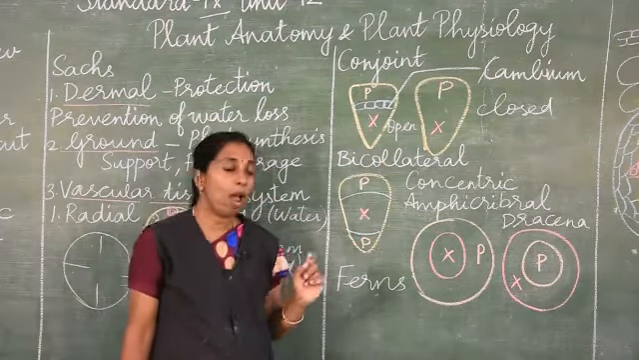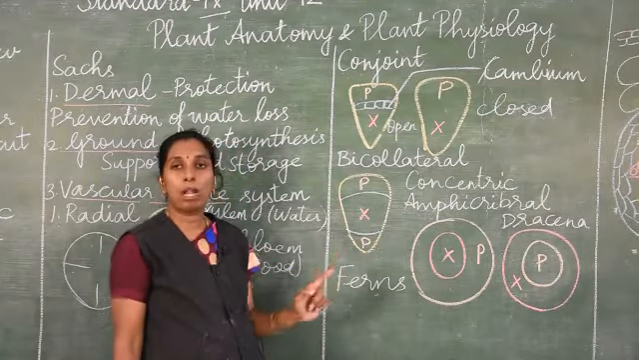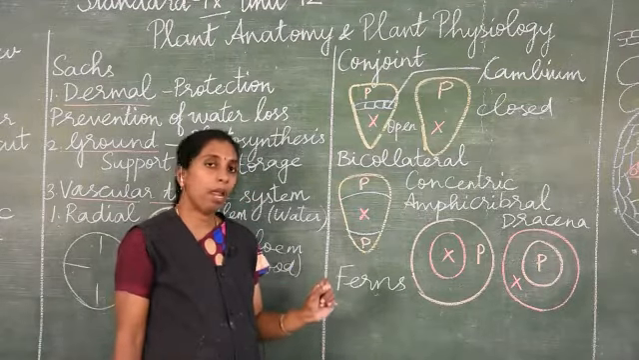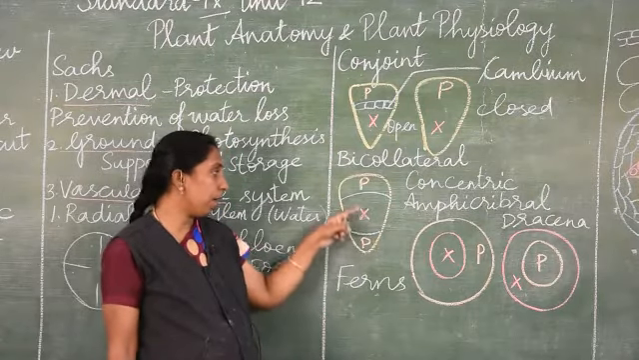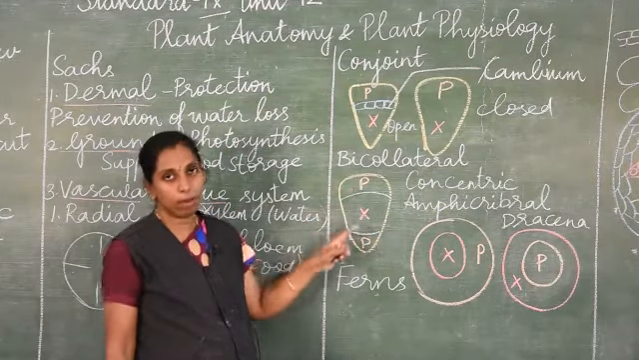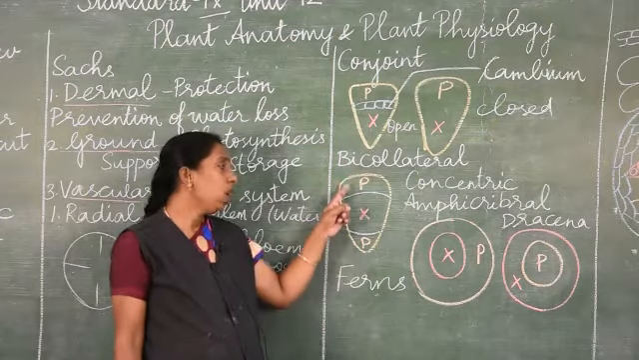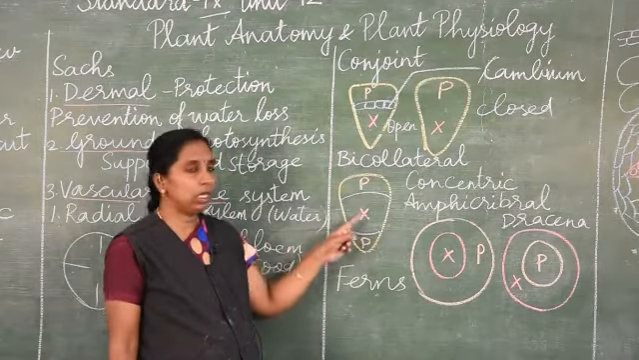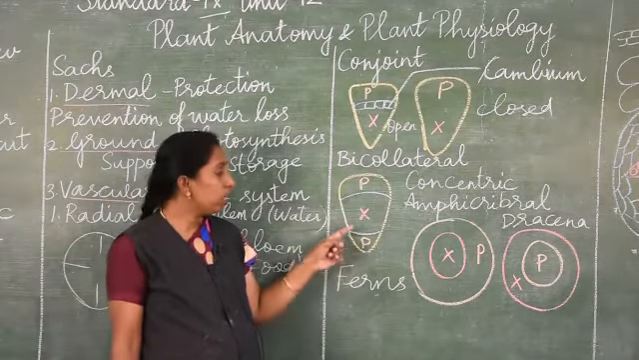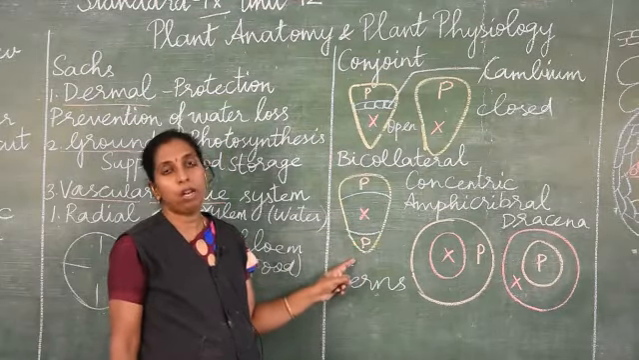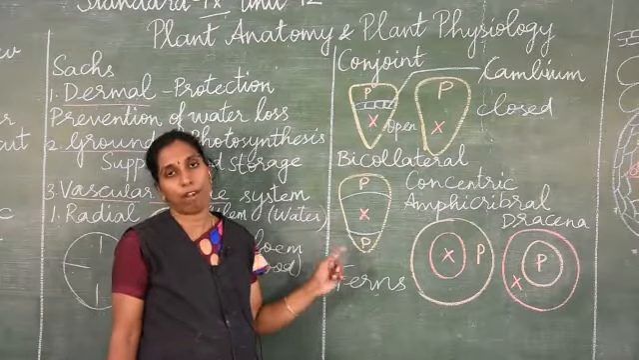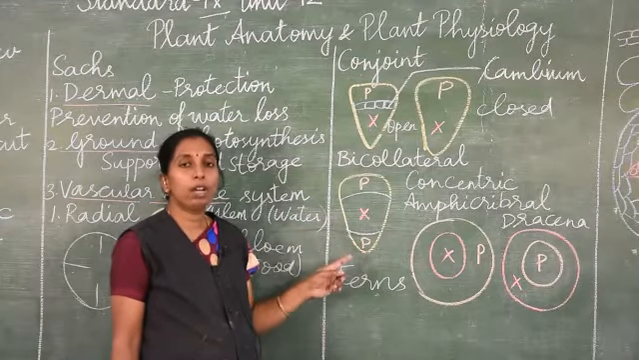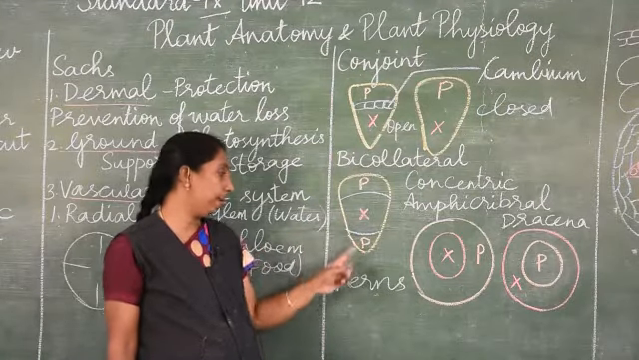What is the next one? Bicollateral vascular bundle. In this bicollateral vascular bundle, xylem is found in the center and on both the sides phloem will be present. This is called bicollateral vascular bundle, and it is found in cucurbita. Cucurbita means cucumber family. So bicollateral vascular bundle is found in cucurbita.